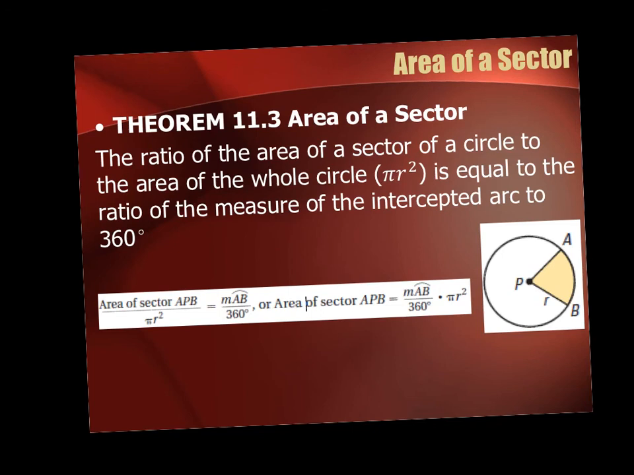So if you think about what you're doing with these two different types of measurements, the arc length is finding a portion of the circumference, which is the ring around the circle, and the area of the sector is finding a portion of the area of the circle. So we use circumference for arc length, and we use area for area of a sector. Okay, measure of the arc over 360 times pi r squared.